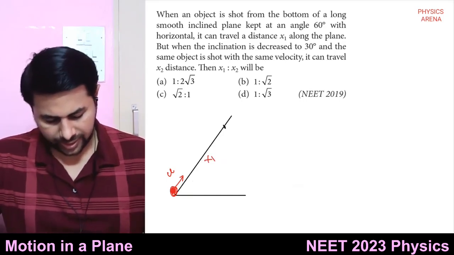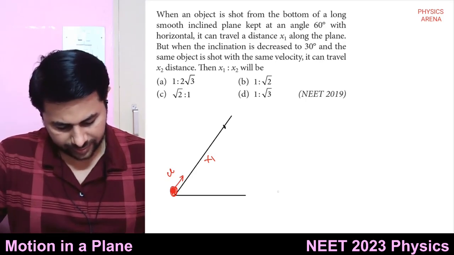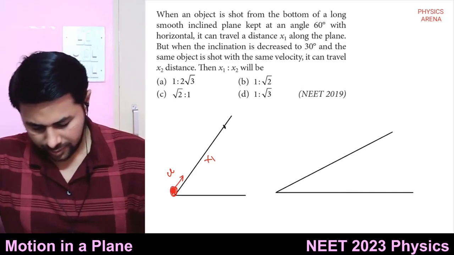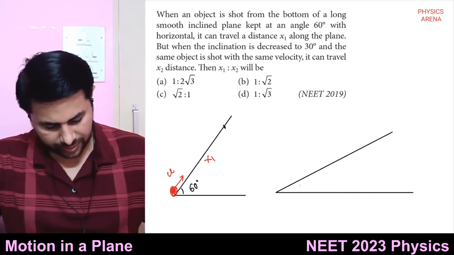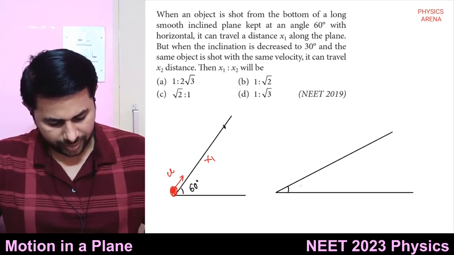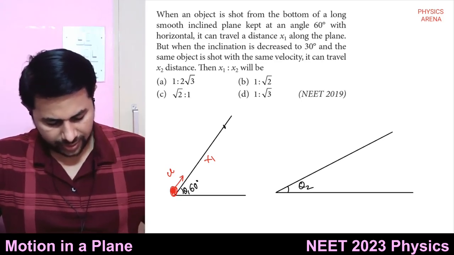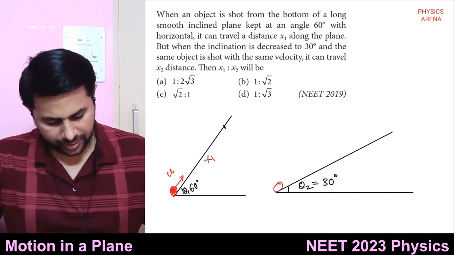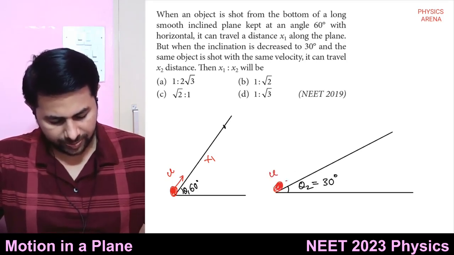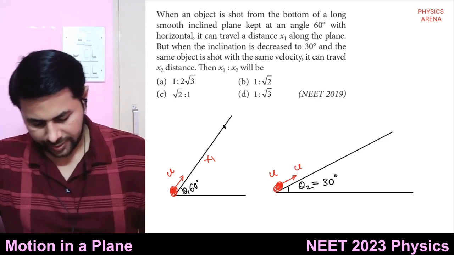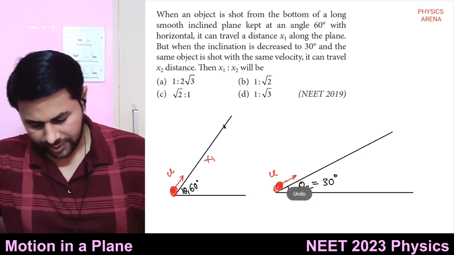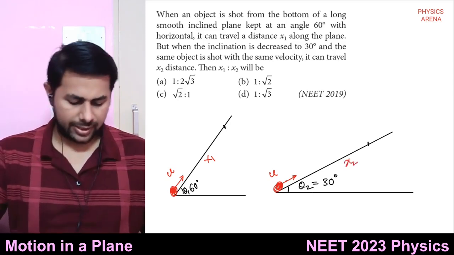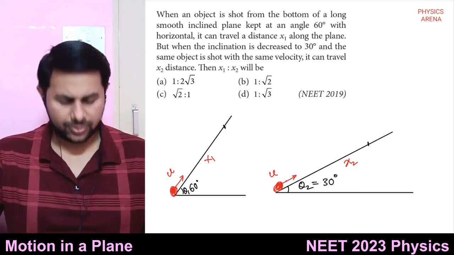And you take another plane, like this. It is inclined at 30 degrees. So this is 60 degrees and this is 30 degrees. Suppose this is theta 1 and this is theta 2 equals 30 degrees. Now you are shooting the same object with the same initial velocity on this plane. It reaches some distance, and this distance is x2. And you want to find the ratio of x1 to x2. So what should we do?